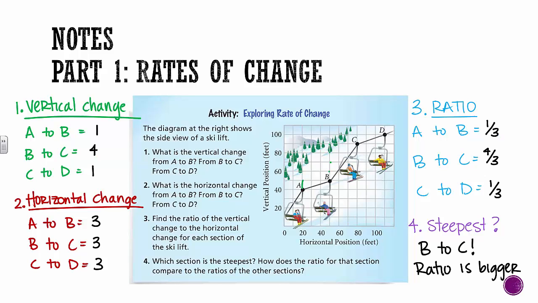Alright, so hopefully your answers match mine. The vertical change for A to B and C to D is both 1. From B to C it goes up a little more, it goes up by 4. So the horizontal change for all of them is over 3 spaces. So when I ask you to find the ratio, A and B have the same ratio, and B to C is a little bigger. So that's your steepest line here. This right here is much steeper than this one and this one here. And it's because this number right here is larger.